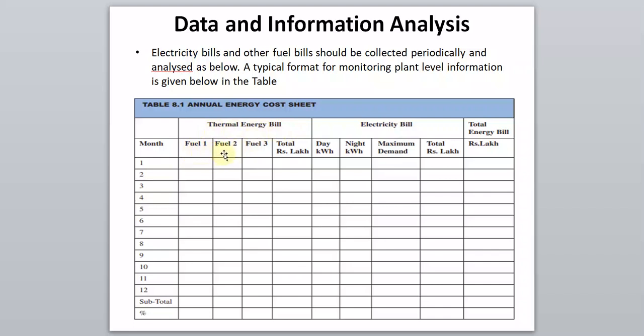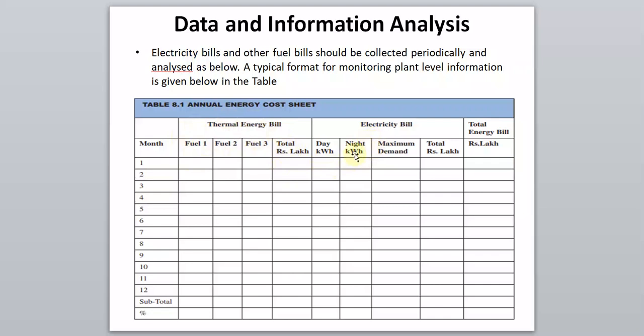fuel 2 might be light diesel. Fuel 3 might be acetylene for welding purpose, methane for different purposes, or even LPG for burning purpose. So the total rupees of the total energy bill of this you can get here.